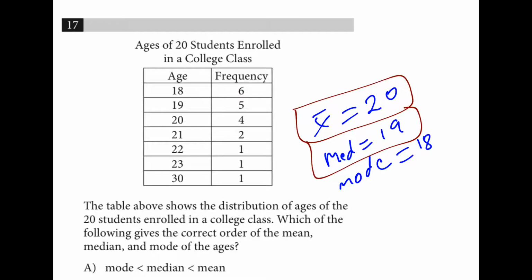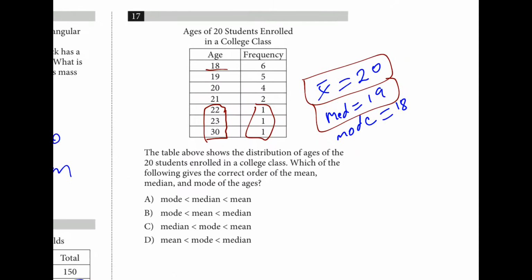If you didn't have that approach, or didn't know how to do that approach, you could look that these larger values have a very small frequency, so they are going to pull the average up. So you know that the mean is going to be the highest. And since the most frequently occurring is the smallest age, it's probable that the mode is going to be the smallest also. That's why A is the correct answer.